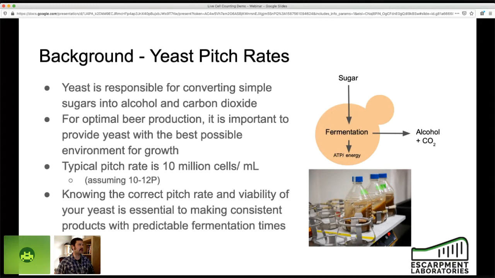So let's talk about the background. Pitching rates: yeast is responsible for converting simple sugars into alcohol and carbon dioxide. For optimal beer production, it is important to provide yeast with the best possible environment for growth. Typical pitch rates from us are 10 million cells per milliliter, assuming a 10 to 12 degree Plato wort. And knowing the correct pitching rate and viability of your yeast is essential to making consistent products with predictable fermentation times. So this diagram here is just showing yeast will take in sugar, ferment it, convert that into ATP and energy, and then they excrete alcohol and CO2.